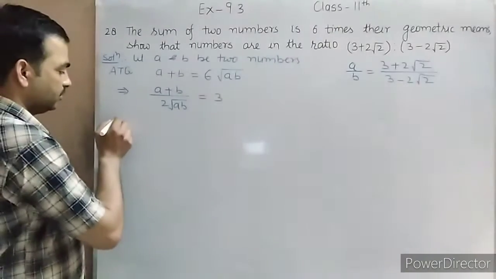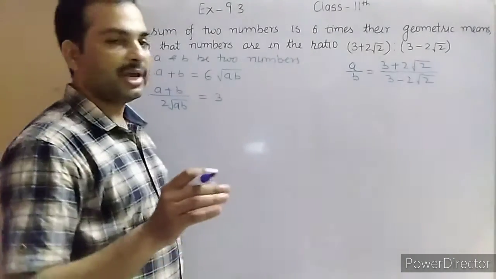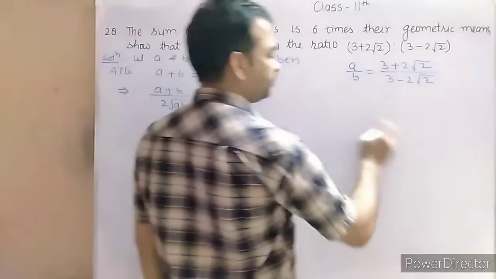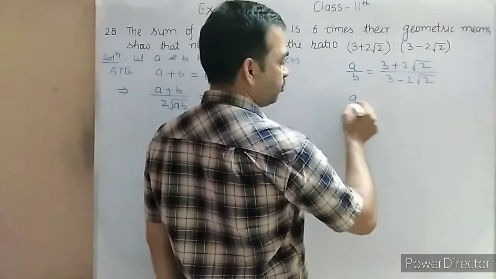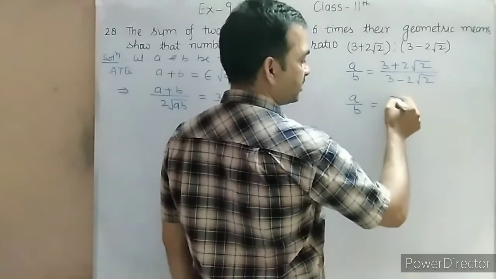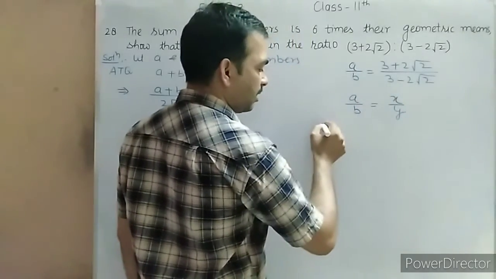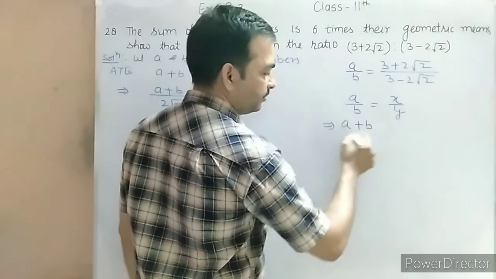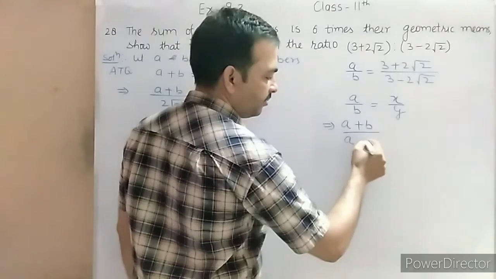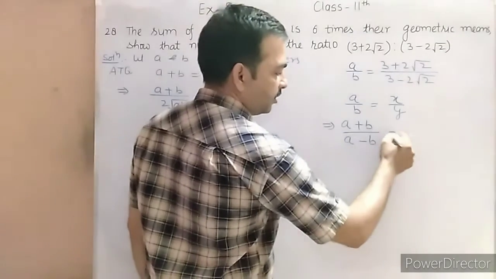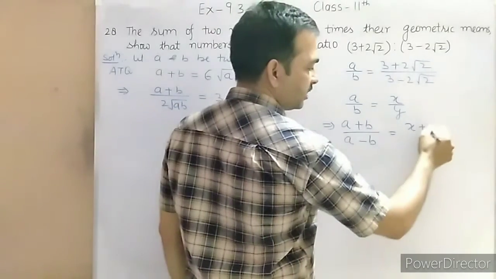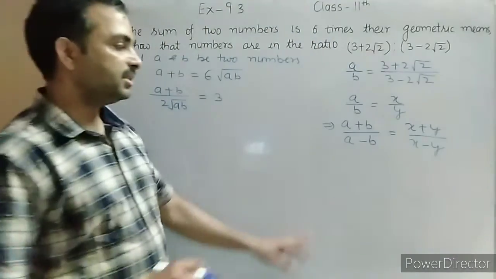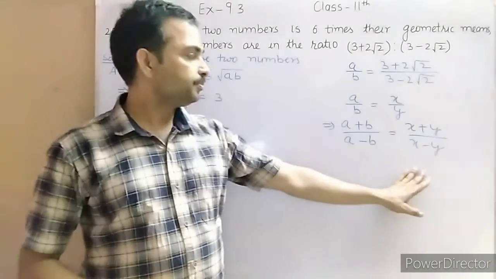Okay. Now there is a rule known as the componendo dividendo rule. What is the componendo dividendo rule? If you have a ratio A by B, like x divided by y, then here A plus B divided by A minus B is equal to x plus y divided by x minus y. This is the componendo dividendo rule.